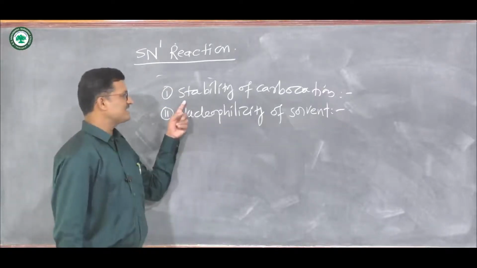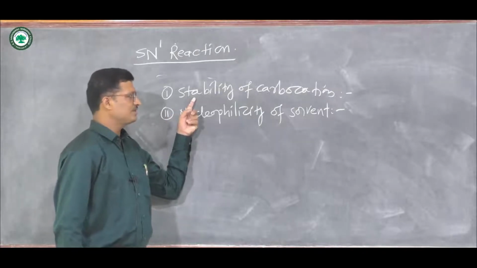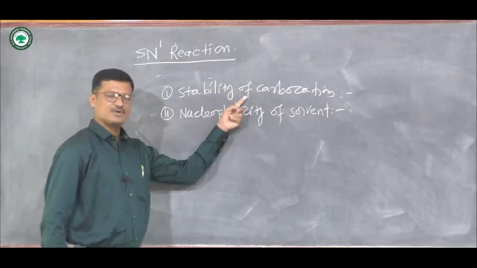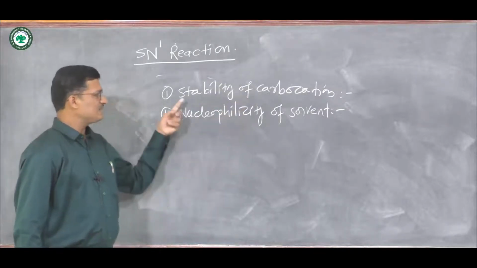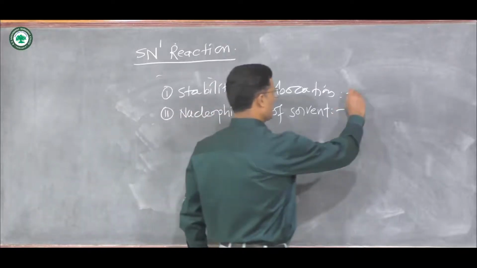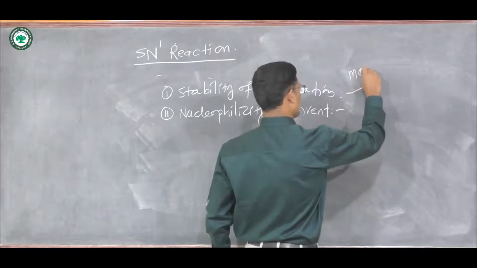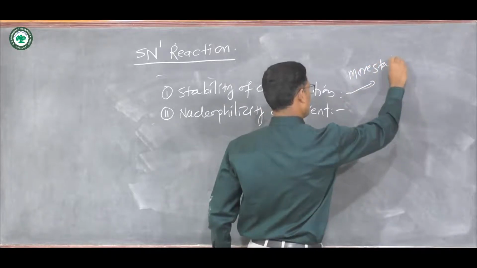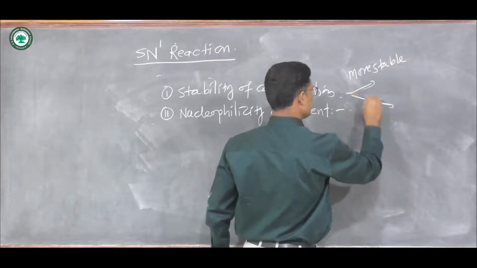So the first case is the stability of carbocation. What is the effect of the stability of carbocations? We already discussed that in SN1 there is formation of a carbocation. And when the carbocation is more stable, and when the carbocation is less stable, what happens?